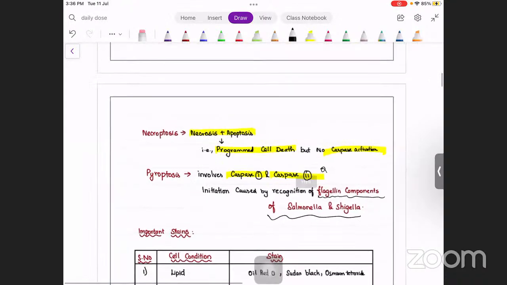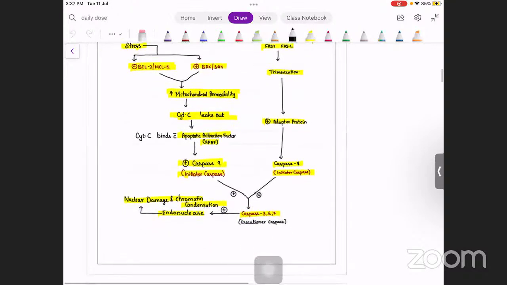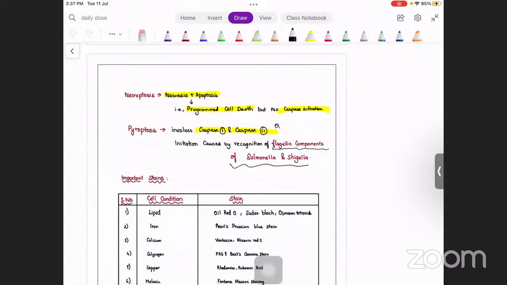So what is the apoptotic pathway? Extrinsic and intrinsic. In the intrinsic pathway, stress causes activation of BAX and BAK and inhibition of BCL2 and MCL1. Mitochondrial permeability increases and cytochrome C leaks out. Cytochrome C binds with apoptotic activating factor and initiates caspase 9. Then in the extrinsic pathway you see the FAS ligand and trimerization, activation of adapter protein, caspase 8 as the initiator caspase, and caspases 3, 6, 7 as the executioner caspases, and endonuclease activation, which in turn causes nuclear damage. Necroptosis is necrosis and apoptosis, while pyroptosis is activation of caspase 1 and 11.